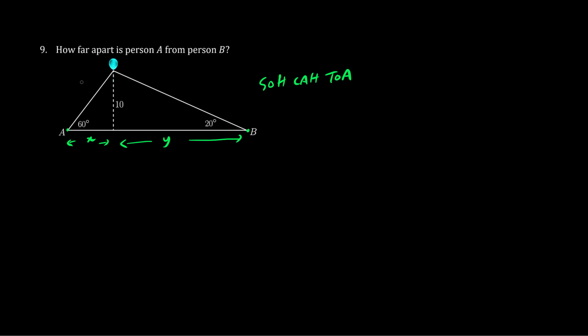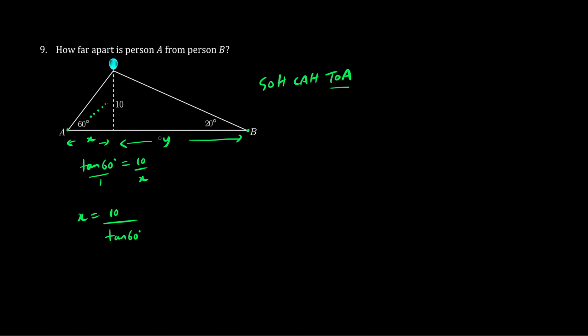Focusing on the first triangle, notice how opposite and adjacent, we're dealing with tan. So we have tan 60 is equal to opposite over adjacent. And you could cross multiply here if you wanted to, or you can simply say that x is equal to the numerator 10 divided by the other side, which is tan 60. And this is exactly correct.